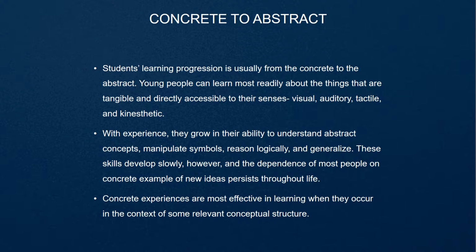We've come to the meat of today's lesson on going from concrete to abstract. Students, whether it's you or your students, learning progression usually does go from the concrete to the abstract, from the thing as it exists to the abstraction of that thing. Young people learn most readily about things that are tangible and directly accessible to their senses: the visual, the auditory, the tactile, the kinesthetic. And with experience, they grow in their ability to understand abstract concepts, manipulate symbols, reason, and generalize. These skills develop slowly, and they depend, for most people, on a concrete example of new ideas as they go ahead and learn a new topic.